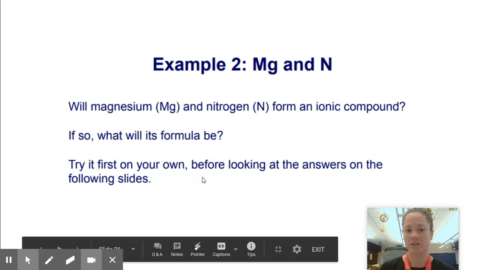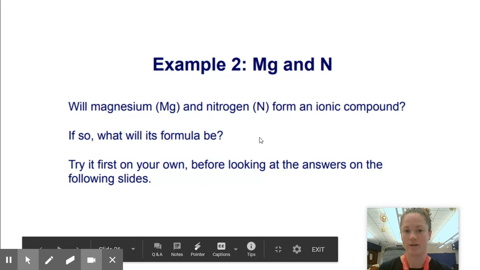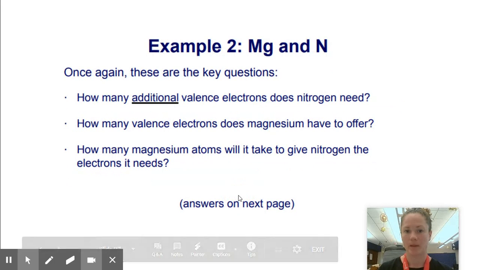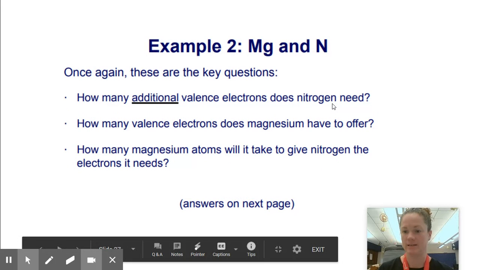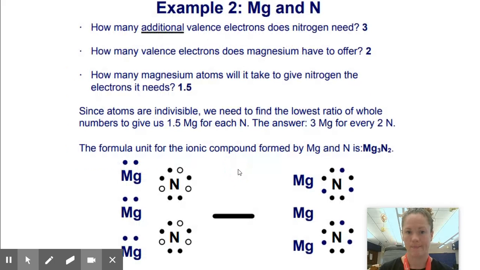I want you guys to try to think about this on your own for a few seconds. How many more does nitrogen need? All right, so we know that nitrogen needs 3 more because it has 5 valence electrons, and magnesium has 2 valence electrons to give.